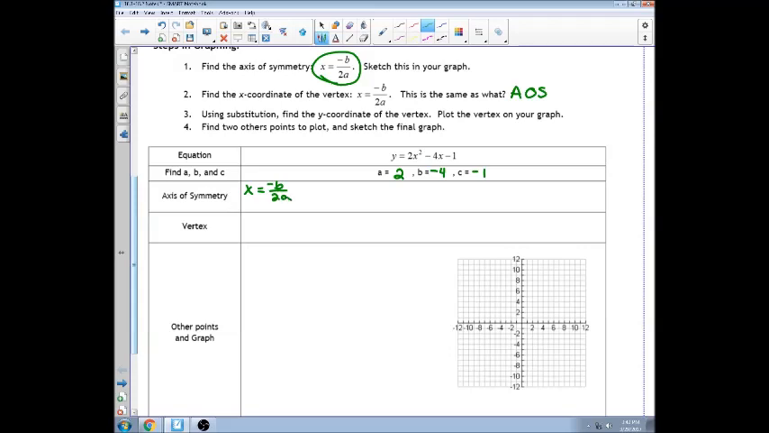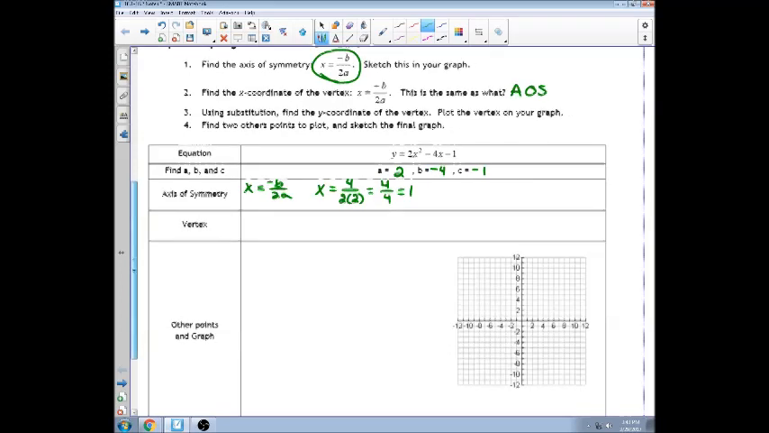So let's go ahead and plug in our numbers for our letters. So x would equal, the opposite of b would be positive 4. Then we have 2 times our a value, which is also 2. So this would get us 4 over 4, which would be equal to 1. So our axis of symmetry is x equals 1.